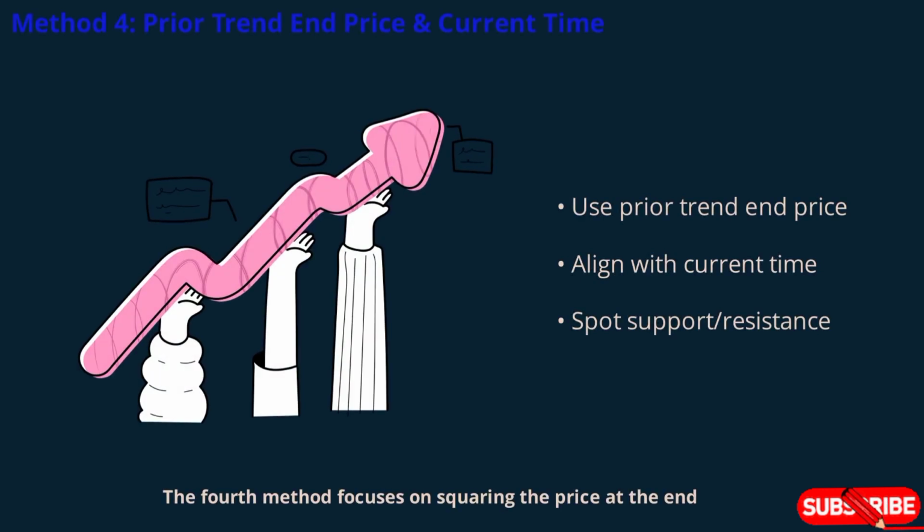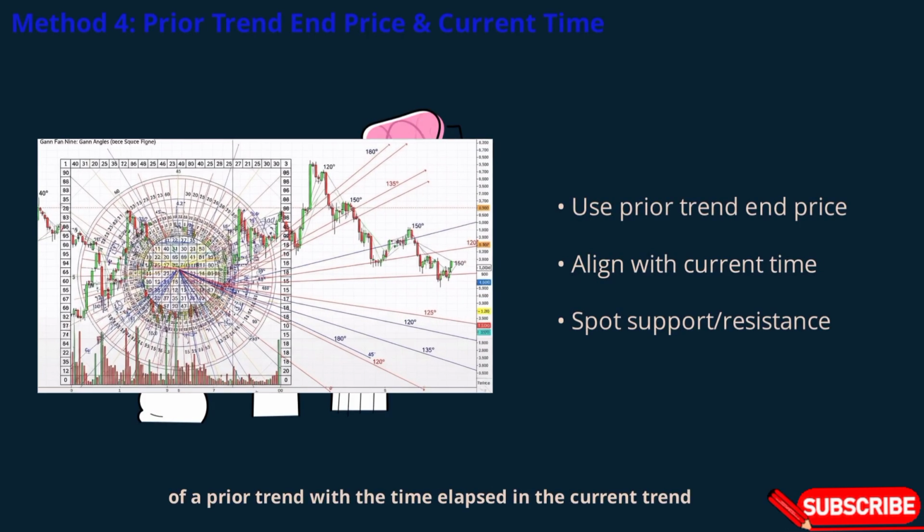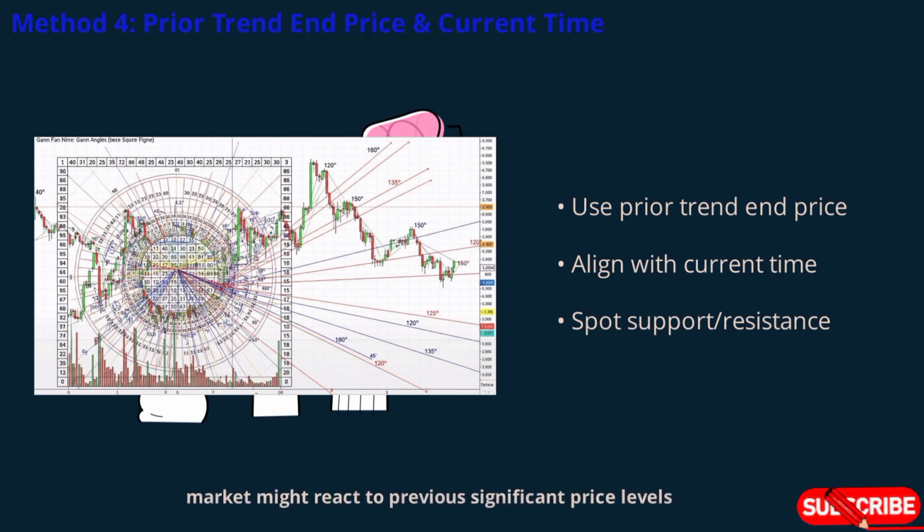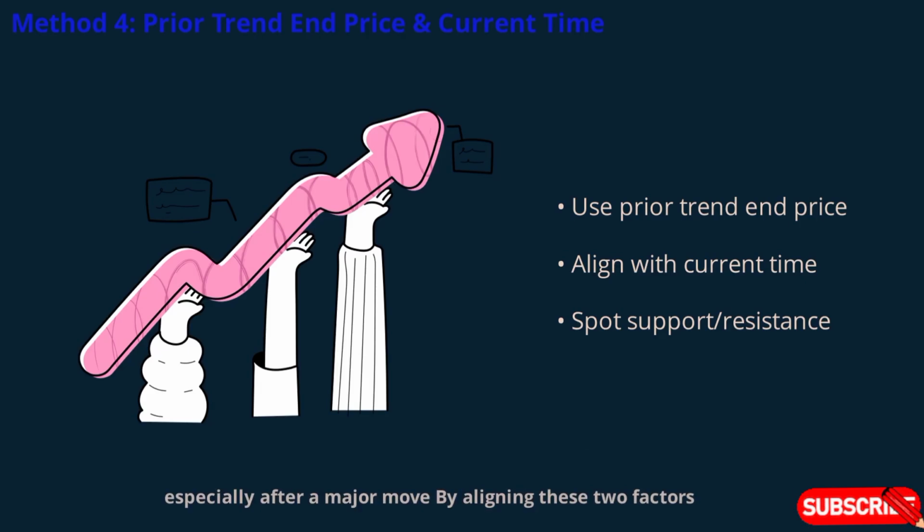Fourth method focuses on squaring the price at the end of a prior trend with the time elapsed in the current trend. This approach is useful for identifying when a market might react to previous significant price levels, especially after a major move. By aligning these 2 factors, traders can spot potential support or resistance zones and prepare for possible reversals or continuations.